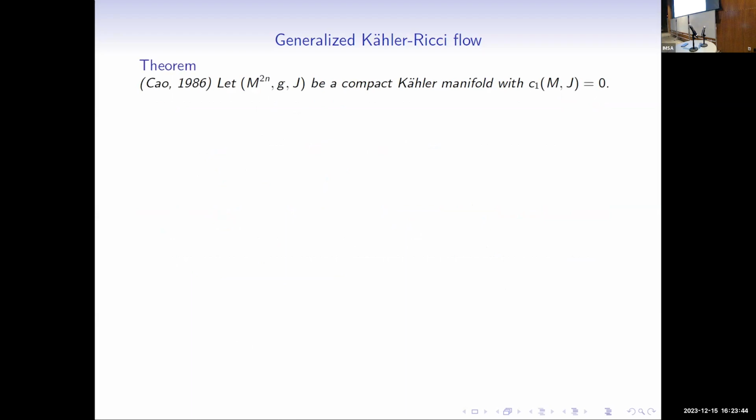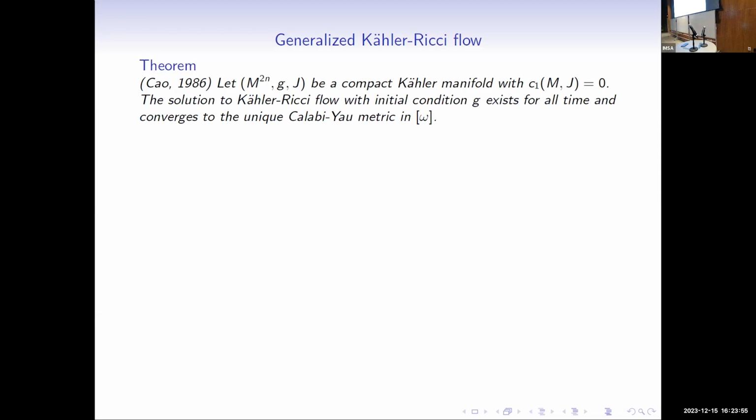Okay. And so what is the prototypical theorem in this area? So this I alluded to earlier. This is Cao's theorem from 1986. So if you have a compact Kähler manifold with c1 equals 0, the solution to Kähler-Ricci flow with initial, I should say omega, not g. Anyways, the solution to Kähler-Ricci flow with initial condition omega exists for all time and converges to the unique Calabi-Yau metric in its class. So this is sort of the prototypical thing one would want to prove in this subject. This is the optimal theorem in this setting.